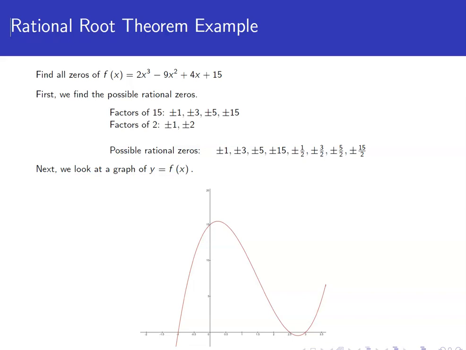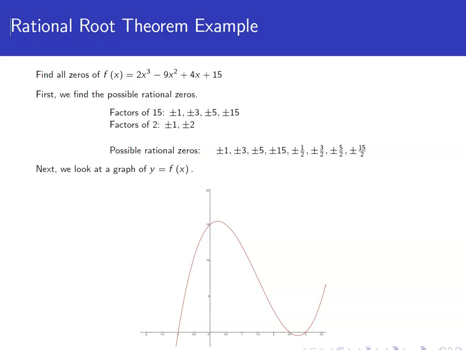In this video, we're going to look at an example of the rational root theorem that helps us find all the zeros of a polynomial. So, we're being asked to find the zeros of f of x equals 2x cubed minus 9x squared plus 4x plus 15. So we'll use the rational root theorem here to help us find all the possible rational zeros.